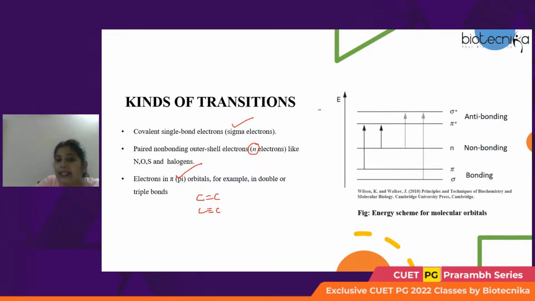So again, this diagram you have to learn. It's an energy scheme for molecular orbitals. Here I'm telling you about the absorption spectra. Now one more point. What is spectra? Spectra is actually a graph where you can plot the absorbance by wavelength or frequency. This is how we get the result of spectroscopy.